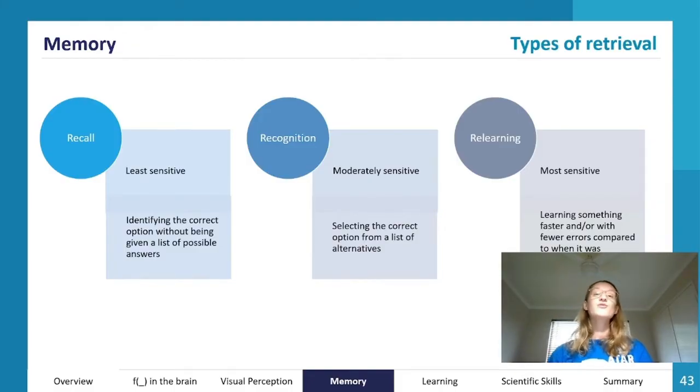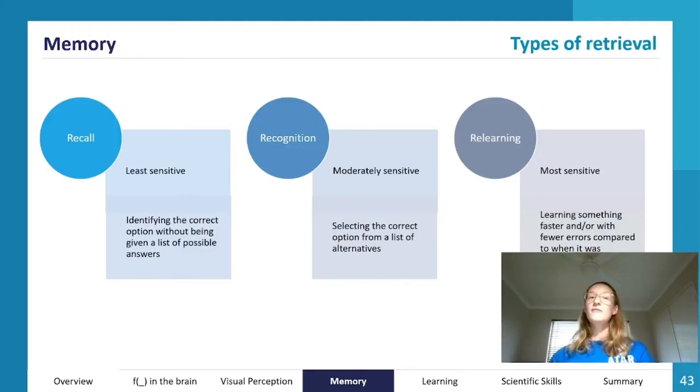So coming back to what each of them mean. Recall is, an example of recall is being able to identify the correct option without being given a list of possible answers. So recall is actually trying to recall the information that you have stored in your memory, with minimal cues as well. The best example of that is a short response question on a test. You might be given a question such as, explain to me the role of the hippocampus in memory. So that would be recall.